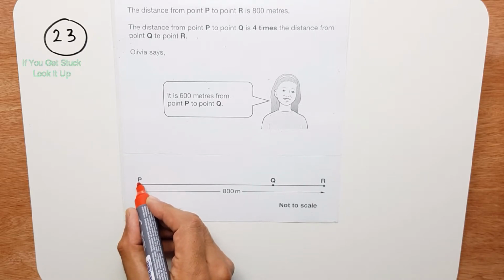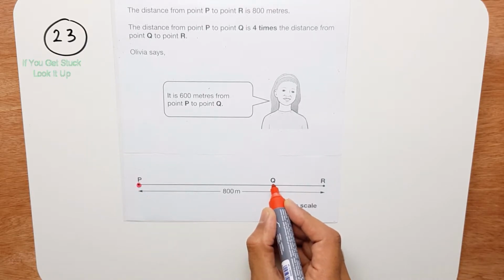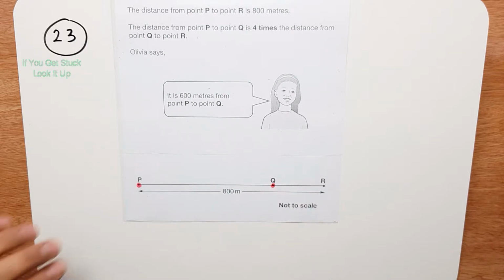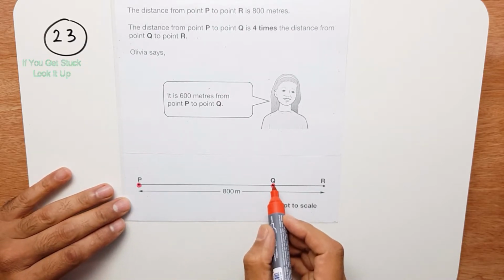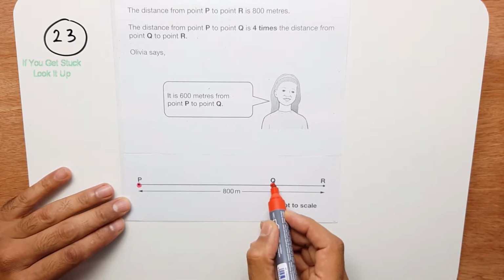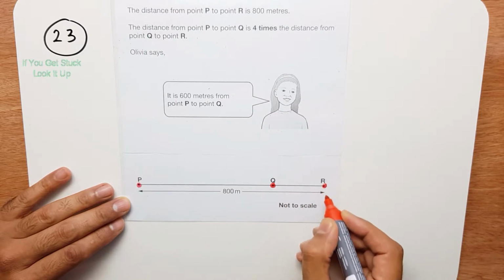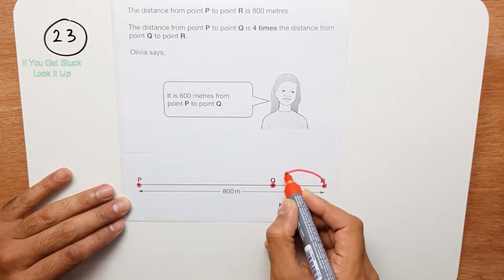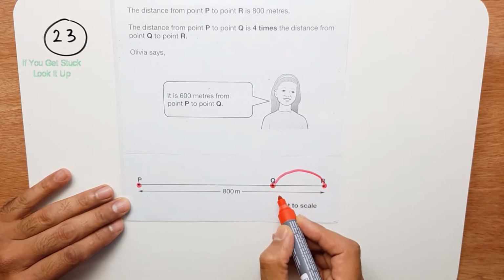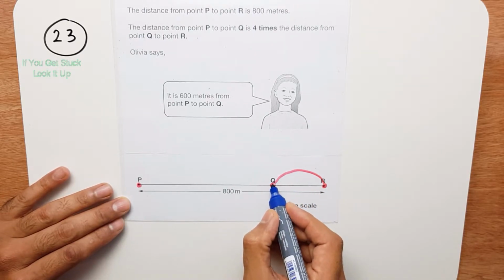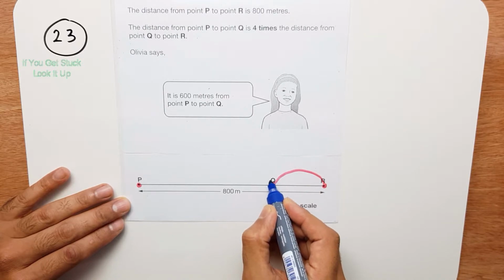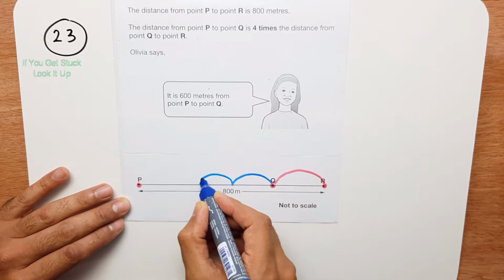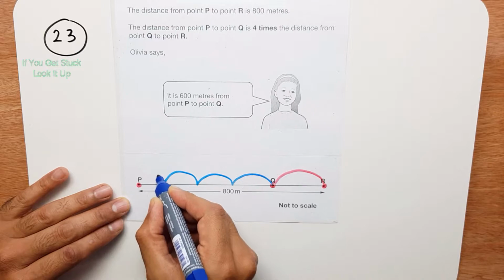So let me say that again. The distance from P to Q is 4 times greater than the distance from Q to R. So what they're saying is if this is one step or one part, this distance here will be 4 parts. 1, 2, 3, 4.